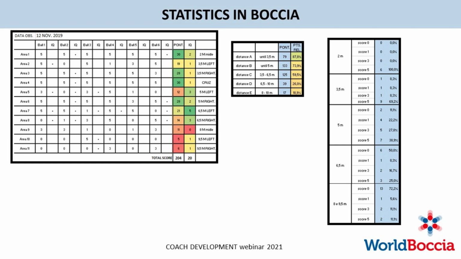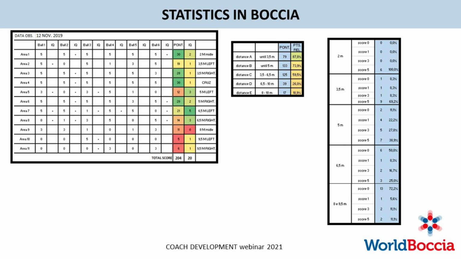But to analyze even better, we can look at the number of scores that we have for different balls. So we can see that for this player, these are not real data. They are only to show you these situations. In this situation, this player plays very well in short, because all balls are near the jack, less than 15 centimeters.